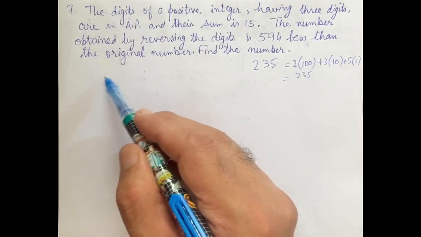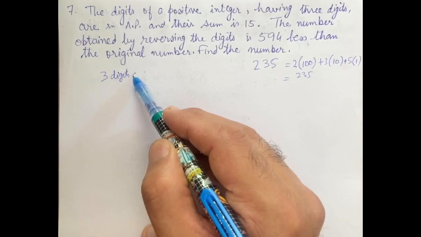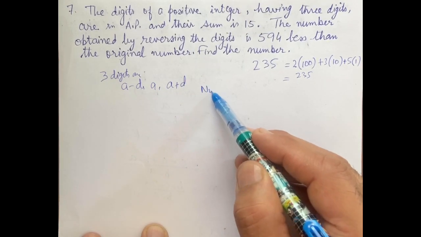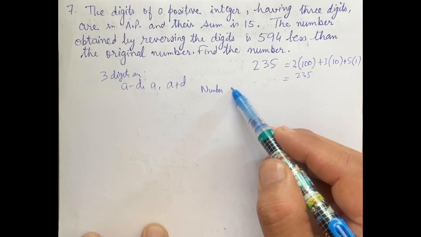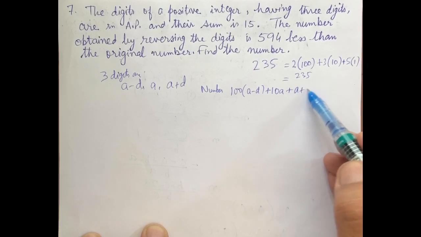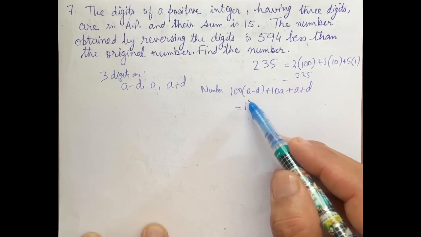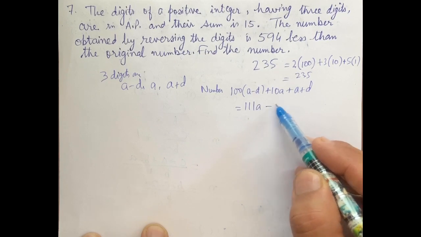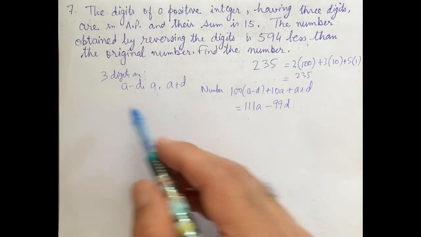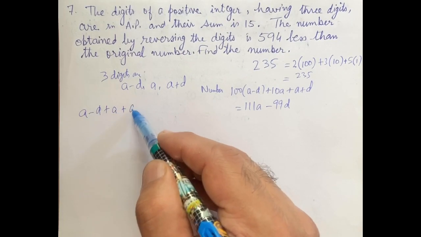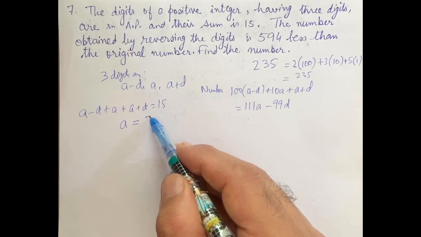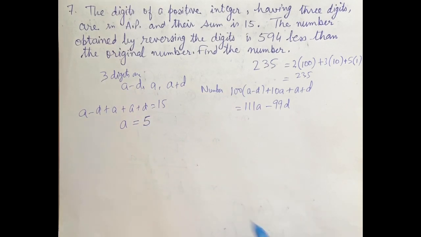So let's say the three digits are a minus d, a and a plus d. So what is the number here? The number is 100 into a minus d plus 10 into a plus 1 into a plus d, which is 111a minus 99d. We are given the sum of digits, a minus d plus a plus a plus d, is 15. This gives us 3a is equal to 15, or a is equal to 5.